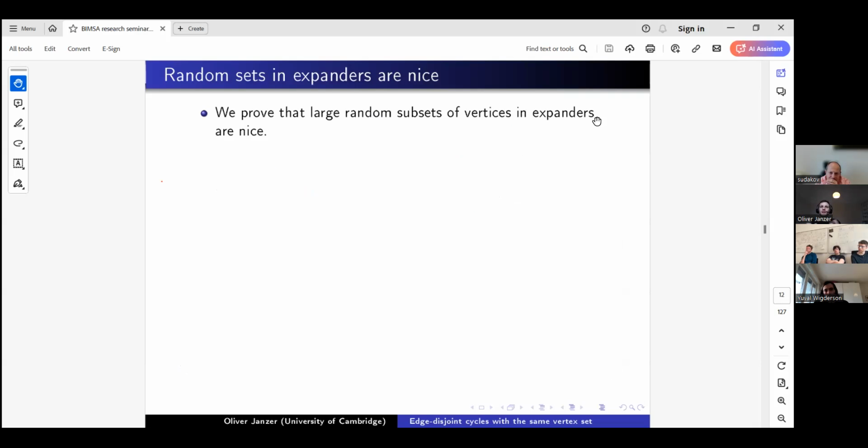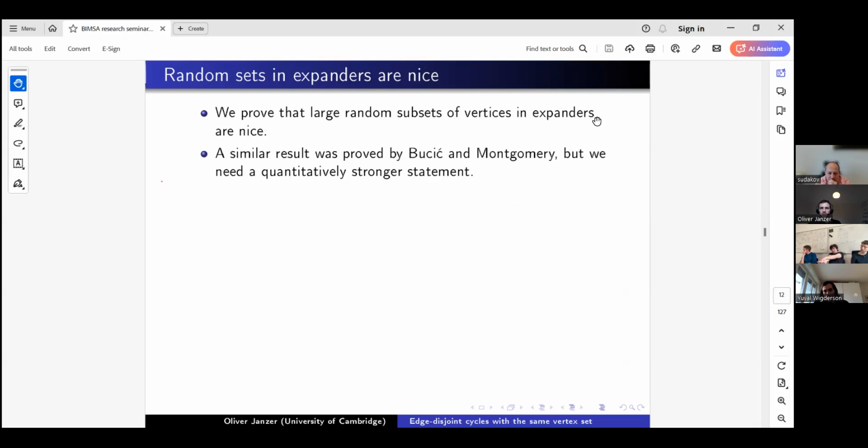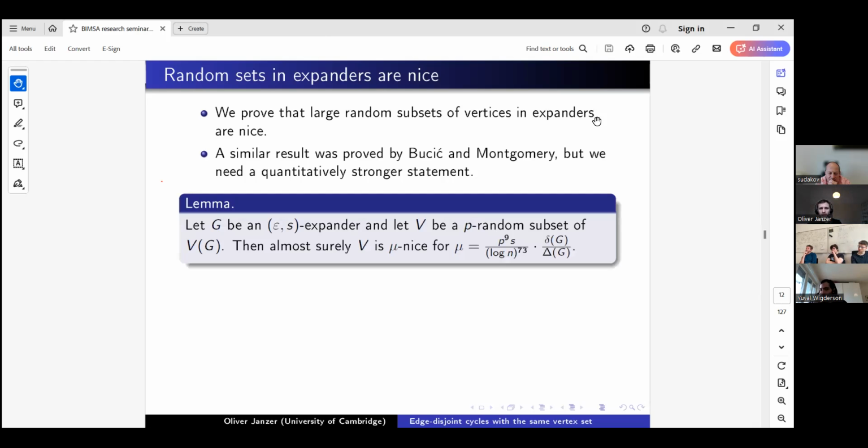And well, the important thing for us will be that random subsets of the vertex set in expanders are nice. So we will use these sets V that we use in our proof randomly, and we show that they are nice. So a similar result was proved by Bucic and Montgomery, but we need a bit stronger, quantitatively stronger statements. So we can't quite use their results. And we prove this lemma that if you have a p-random set, then you will be mu nice for mu roughly p to the 9 times s.